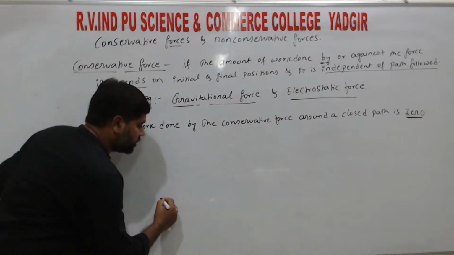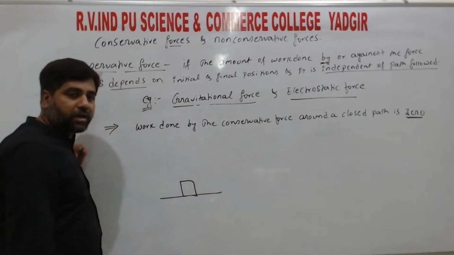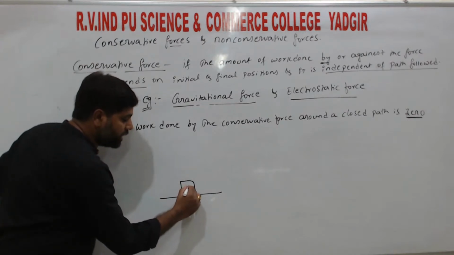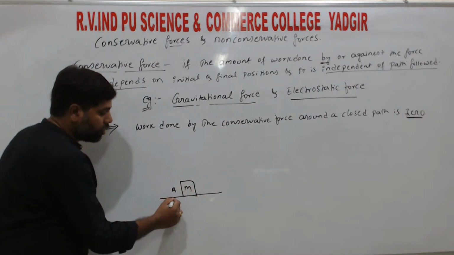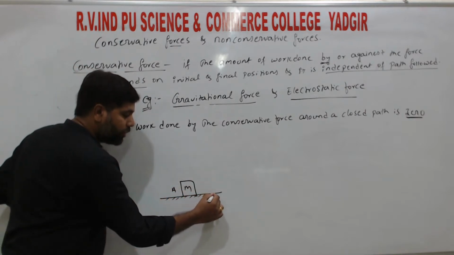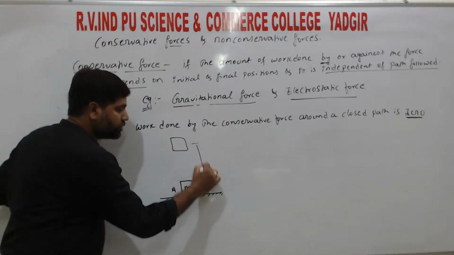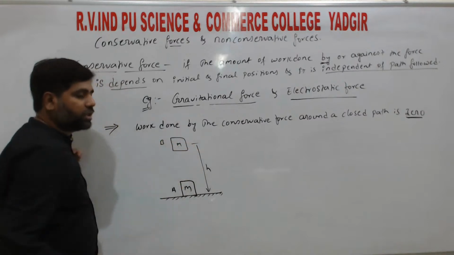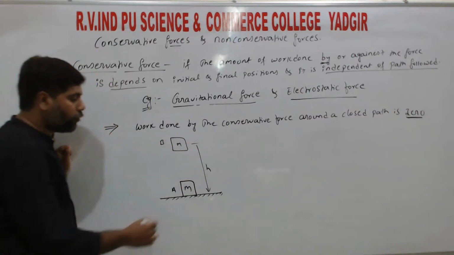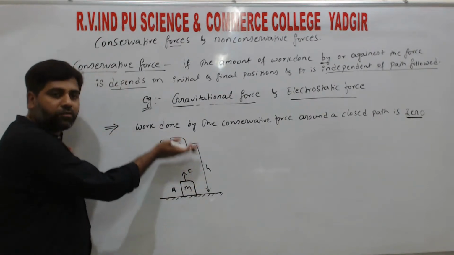So for this we have the proof. Consider an object of mass m initially at the point A, on the ground. I am applying some force to lift the object and it displaces to a certain height h. So that position is B. I am applying force, and when force is applied the object displaces vertically upwards.